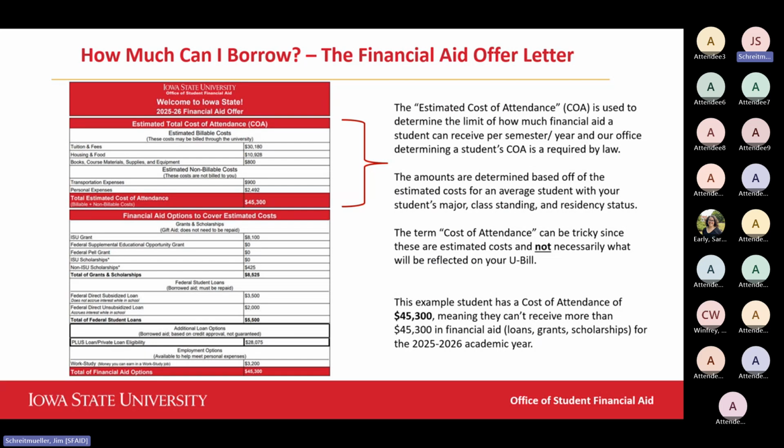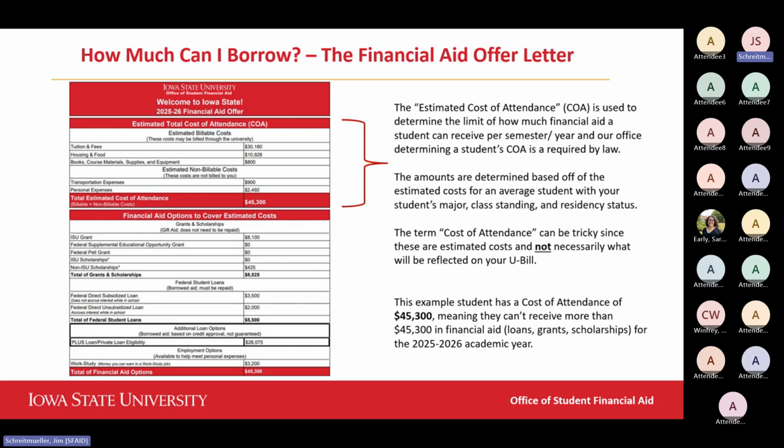So, how much can I borrow: the financial aid letter. This is what the financial aid letter looks like. This is the first page. It's split into different sections. The section I'm going to be talking about right now is the estimated total cost of attendance, or I'll call it COA. The cost of attendance is used to determine the limit of how much financial aid a student can receive per semester per year. And our office has to determine this amount; it is required by law. The amounts are determined based off the estimated cost for an average student with your student situation. So how much would an average student pay with your student's major, class standing, and residency status?